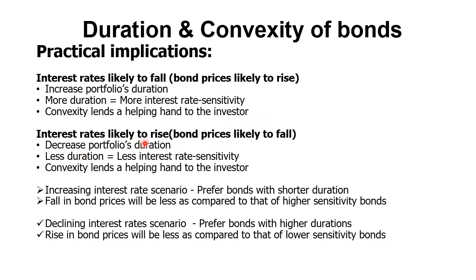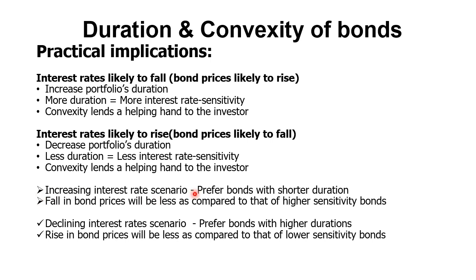On the flip side, if the interest rates are likely to rise and therefore the bond prices are expected to fall, the portfolio manager should try to reduce the duration of the portfolio. This is because the bonds with shorter duration and shorter maturity will be less impacted by the increase in interest rate as compared to those with higher duration. As the duration is decreased, the portfolio will become less sensitive to interest rate changes. Again, convexity lends a helping hand to the investor.